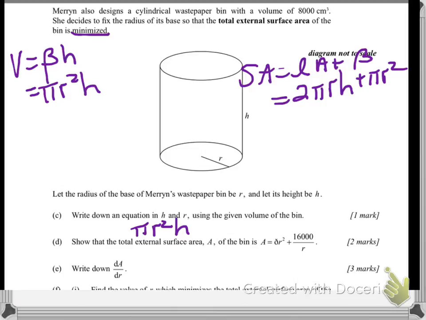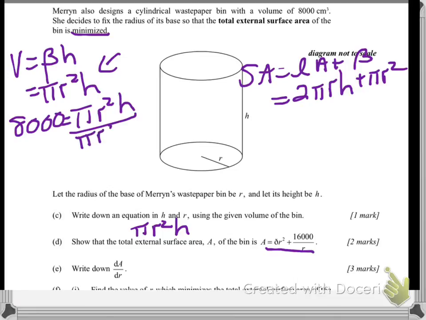Okay, and so notice what letter is not in here. Do you see how H is not in this equation at all? So that means I need to come back over here and solve for H. I know that my volume is 8,000 = pi r squared H. If I want to get H by itself, I divide both sides by pi r squared. So I get H is equal to 8,000 divided by pi r squared.